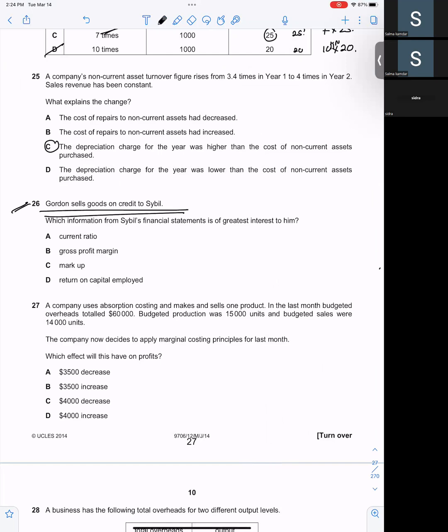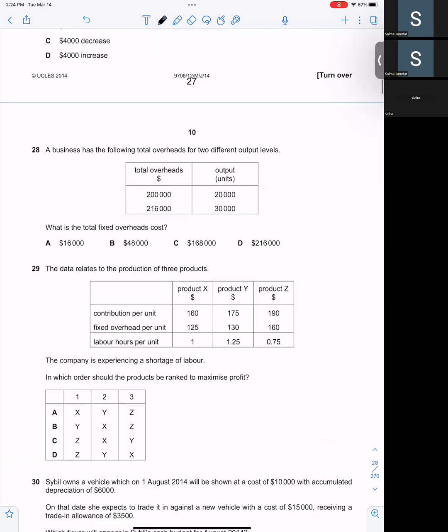Gordon sells goods on credit to Cybele. Which information from Cybele's financial statements is of greatest interest to him? Gordon sells on credit to Cybele, so he would want her to pay faster. So you will look at the current ratio, the liquidity ratio. You want Cybele to pay faster, so you will see the efficiency of Cybele to pay faster. Done.